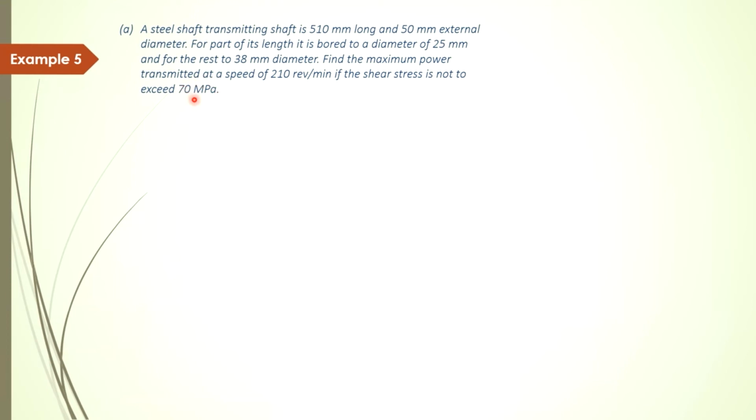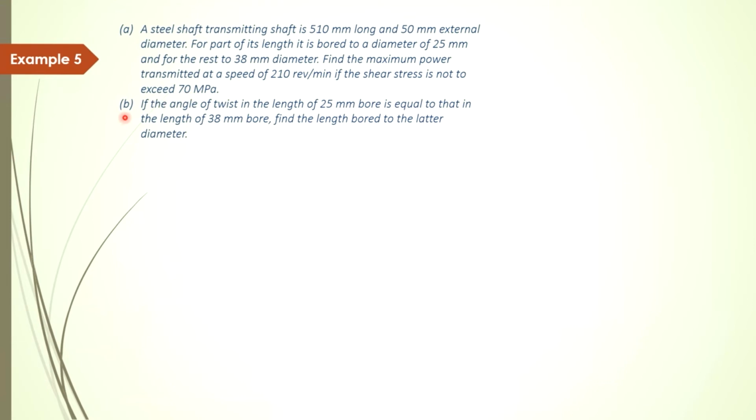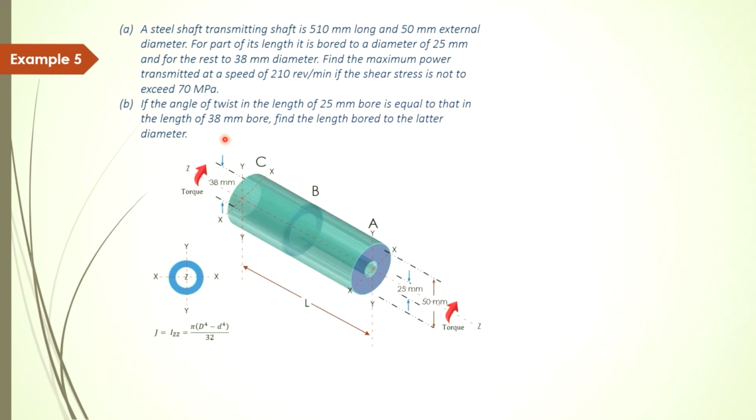Okay, so you have only one limiting condition. Then part B, if the angle of twist in the length of 25 mm bore is equal to that in the length of the 38 mm bore, find the length bored to the latter diameter. So you have to find the length for the latter diameter. First I have this drawing here, so you have 25 millimeter and 38 millimeter.